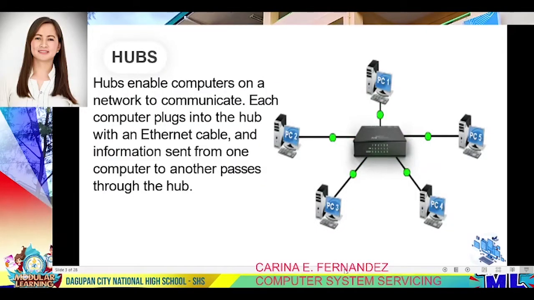Hubs enable computers on a network to communicate. Each computer plugs into the hub with an Ethernet cable, and information sent from one computer to another passes through the hub. A network hub is one of the most commonly used networking devices and can be easily found on any small network such as home or office. Hubs operate at the physical layer of the OSI model. It is the simplest networking device, hence has a low cost.